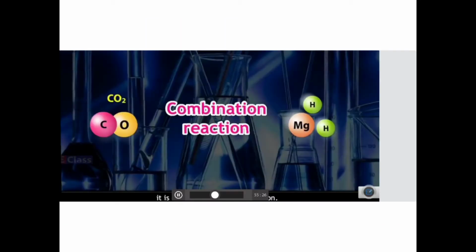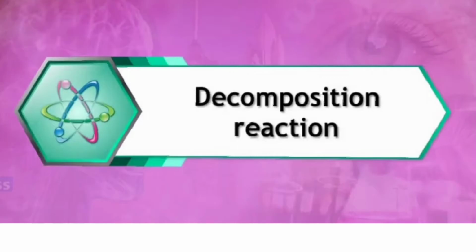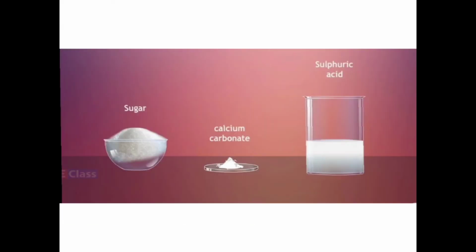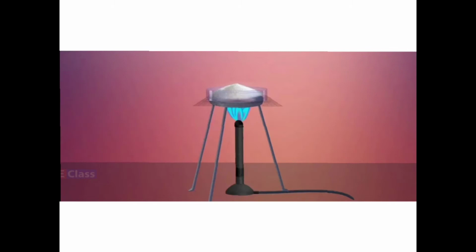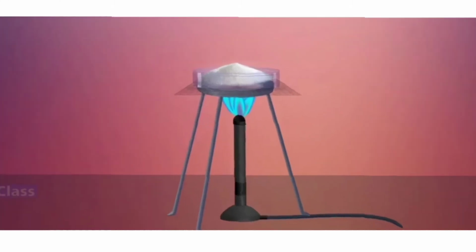Now today we'll begin with the decomposition reaction. Let us observe a few activities, and for that I will be requiring sugar, calcium carbonate and sulfuric acid. Now the first experiment is burning of sugar. Sugar is taken in a crucible and with the help of the burner I am heating it.